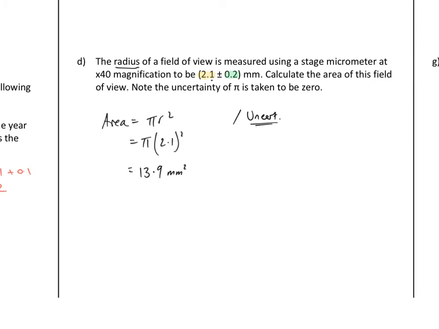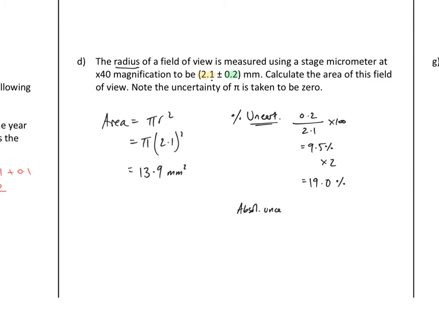So I need to work out the percentage uncertainty first. That's 0.2 divided by 2.1 times 100. So 0.2 divided by 2.1 equals 9.5%. Again, that's me rounding it. It's 9.52. Then I need to times that by 2. That's the power. Times 2 equals 19.0%. And then I need to go to the absolute uncertainty.